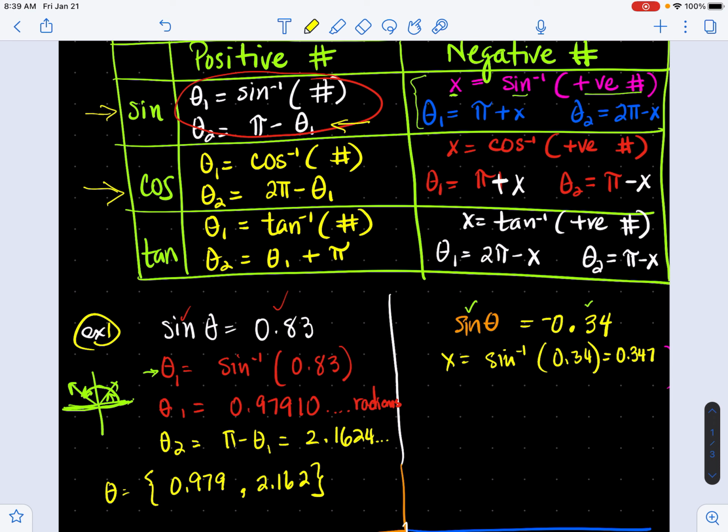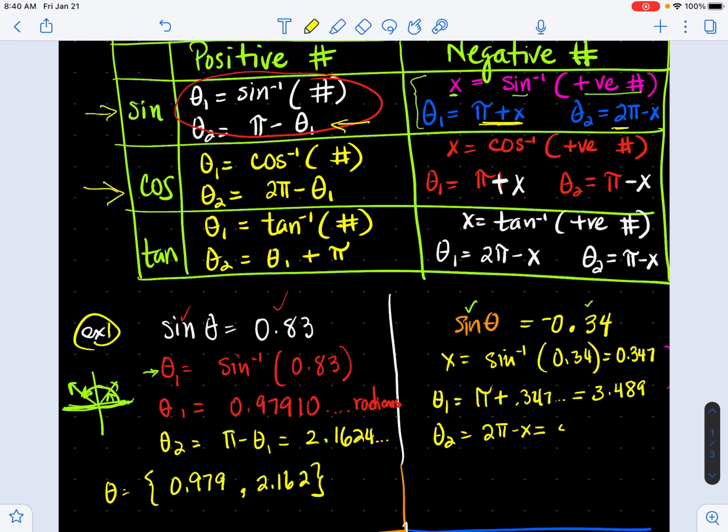Once we have x, it's going to help us find both the angles. Theta 1 is going to be pi plus x, plus this number, 0.347. I'm going to go ahead and punch into the calculator, 3.489. I rounded it. Theta 2 can simply be found by subtracting the x value from 2 pi.